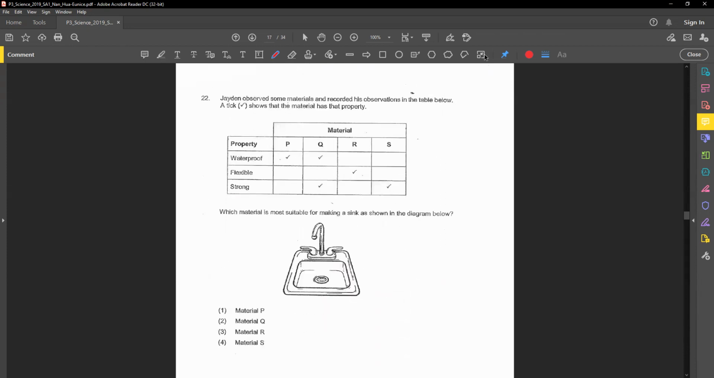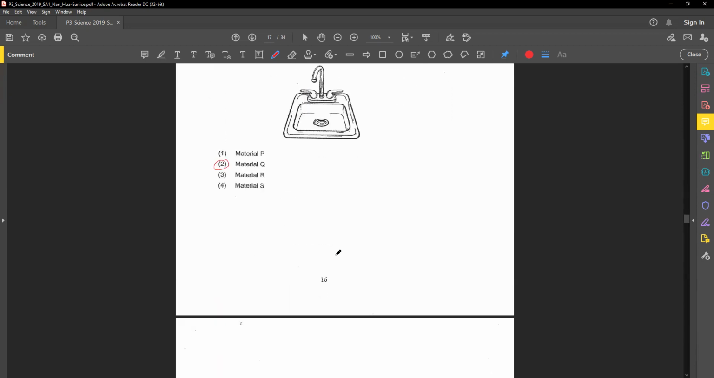Now, moving on to question 22. Question 22 shows you the properties of materials P, Q, R, and S in the table and asks which is most suitable for making a sink. First, you have to understand the function of the sink is where one washes dishes. The sink should be waterproof, so it does not absorb the water used, and it must be strong to support the weight of the bowls and plates without breaking. Hence, the material should have the property waterproof and strong, and the answer is Q, option 2.